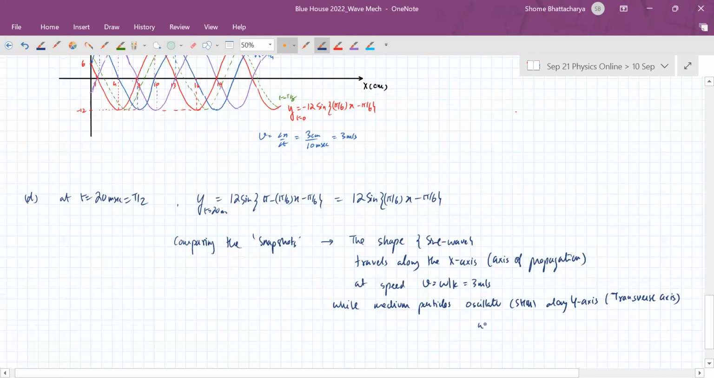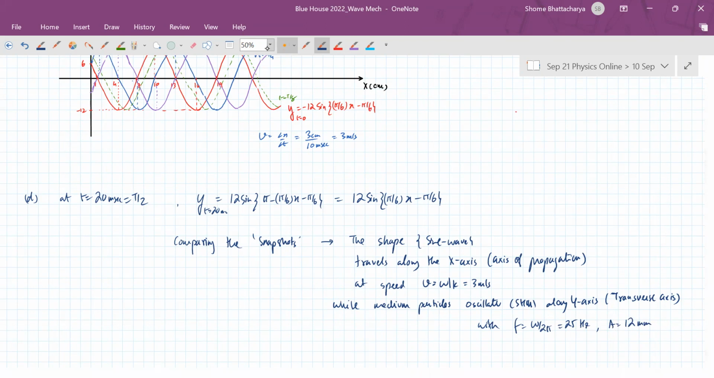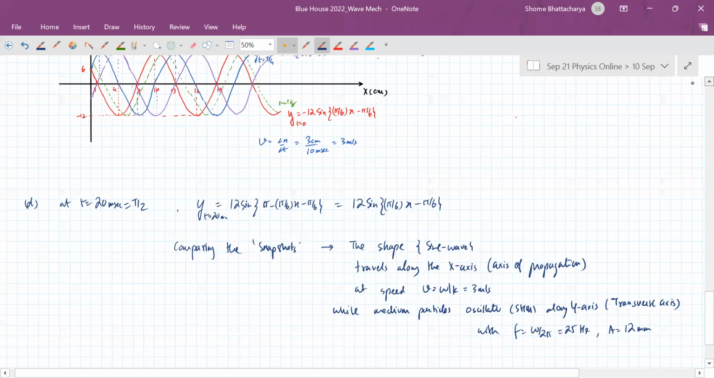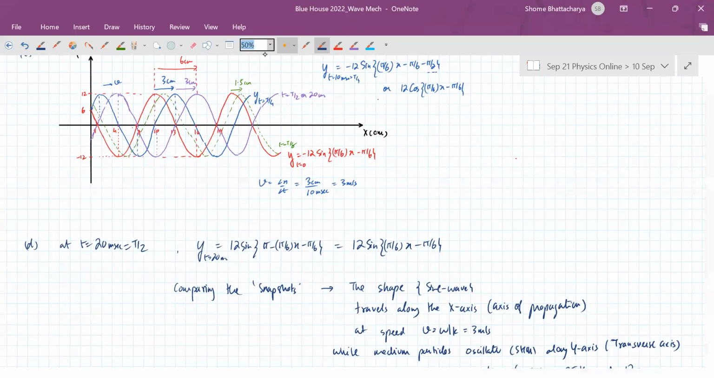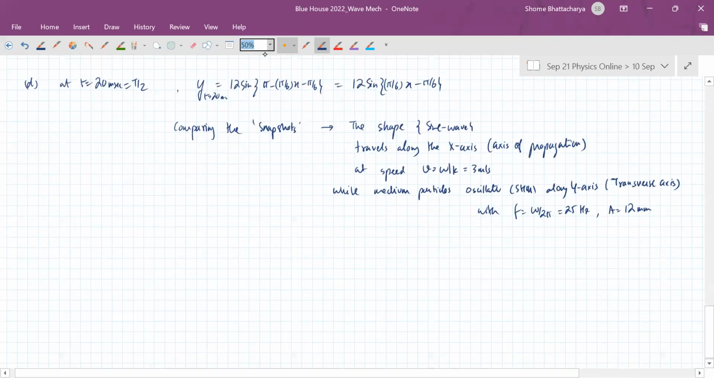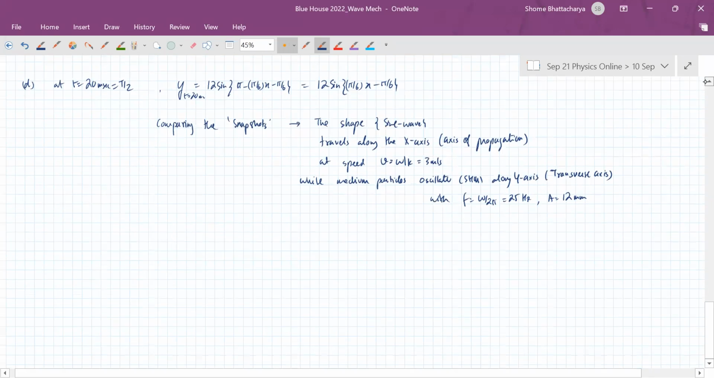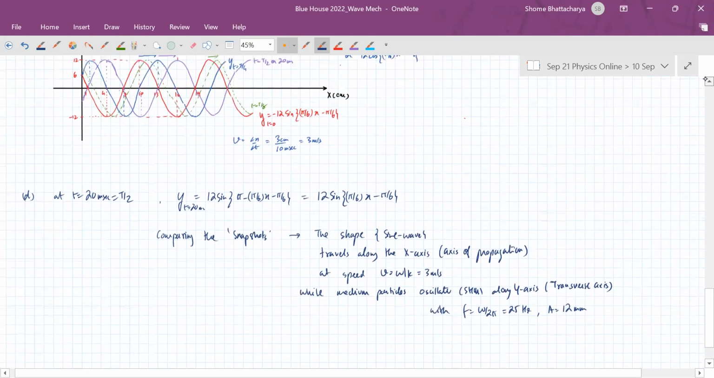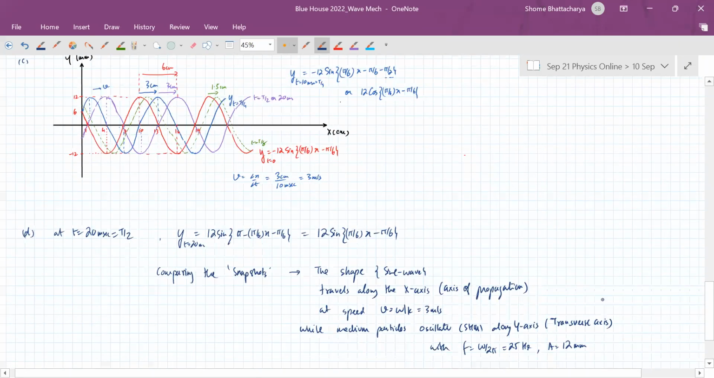With frequency equal to omega by 2 pi, or in this case 25 hertz, amplitude equal to 12 millimeters. So this is the interpretation also that we see from the snapshot pictures compared at various different times.